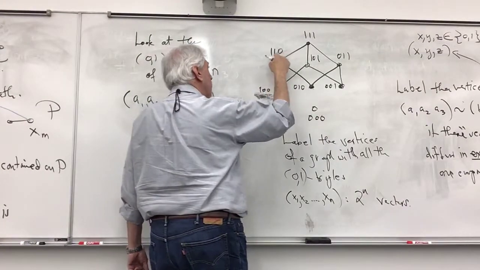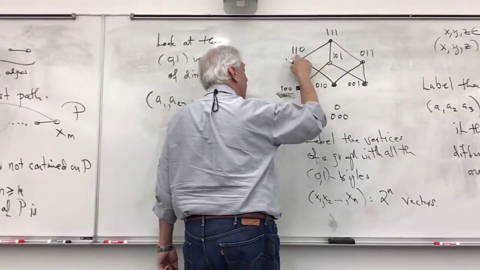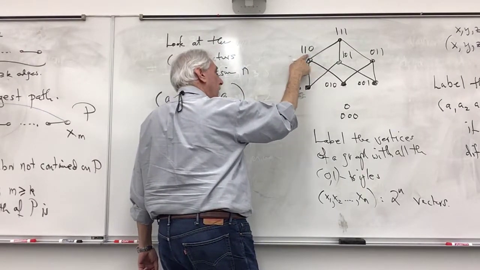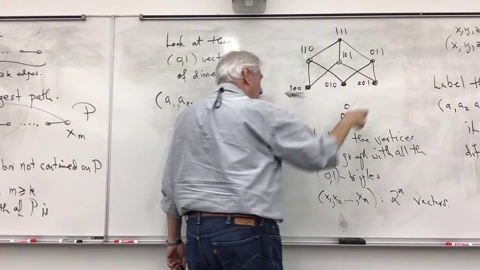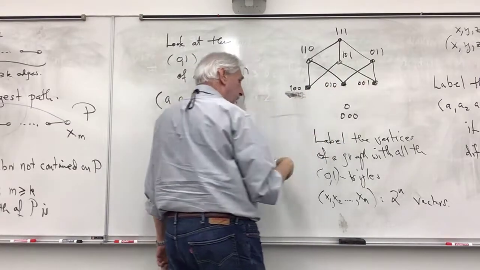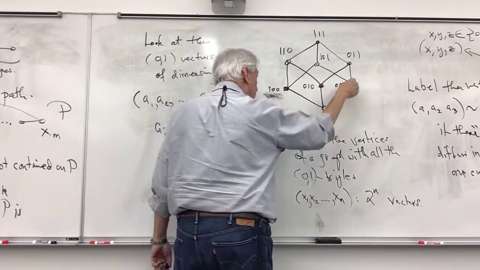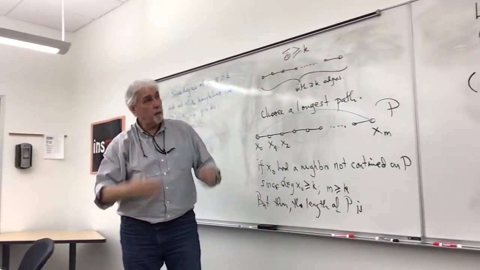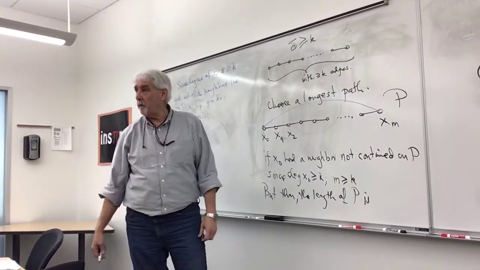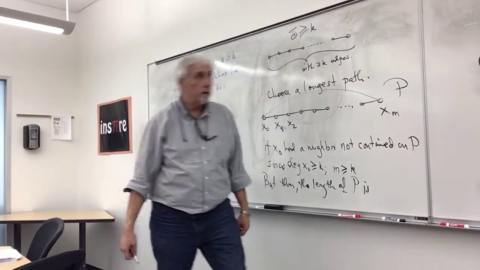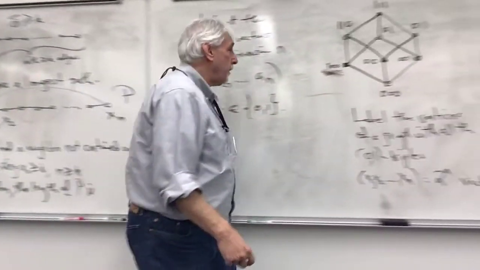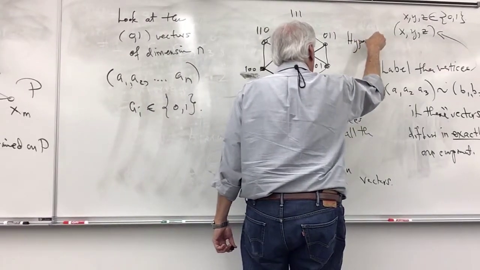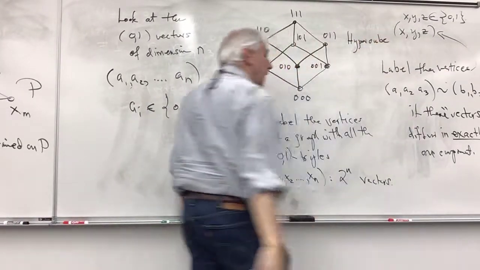Is 0, 0, 0 adjacent to any of these up here? 0, 0, 0 differs from this one in how many components? This one and this one? What about this one, and this one? Now you see why it's called the cube. In fact, we say hypercube because of higher dimensions.